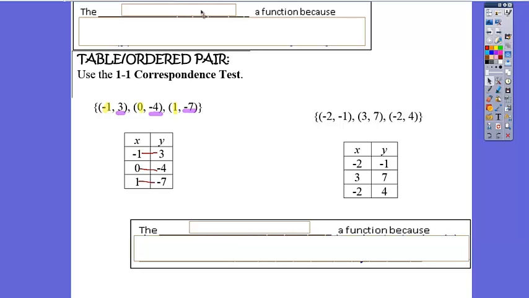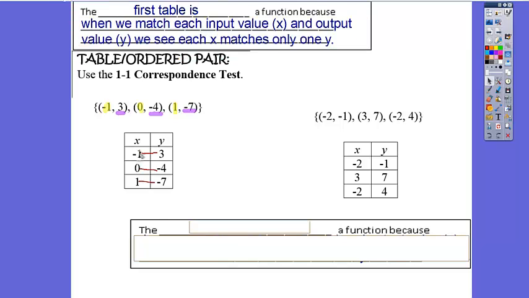Function. So we're going to write our sentence off to the side so you can pause the video and write your sentence. The first table is a function because when we match each input value and output value, we see each x matches only one y. Go ahead and pause the video and write that down.